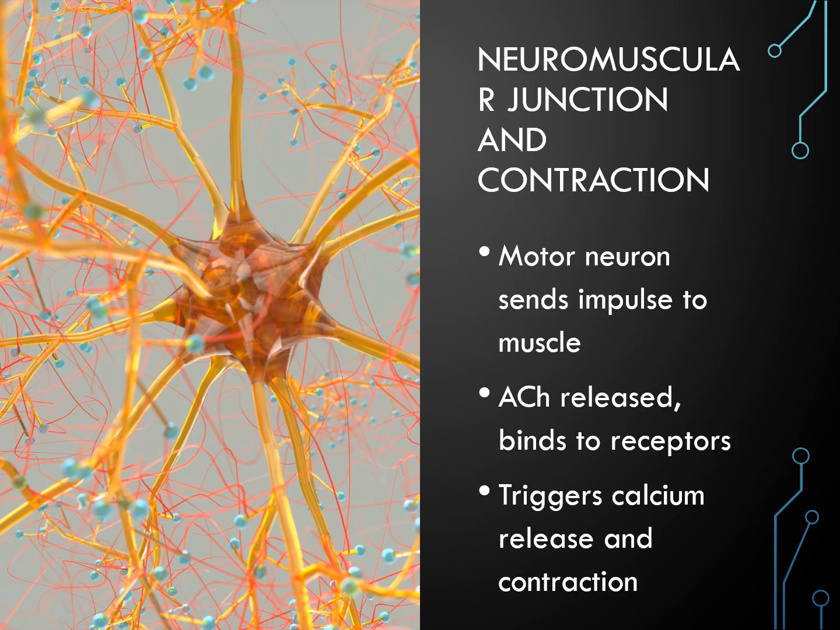This binding triggers an electrical signal, or action potential, which travels along the sarcolemma and deep into the fiber through the T-tubules. The sarcoplasmic reticulum then responds by releasing calcium ions into the sarcoplasm. Calcium binds to troponin, a regulatory protein on the actin filament, causing tropomyosin to shift and expose the binding sites on actin. Myosin heads attach to these exposed sites, pulling on the actin filaments, and contraction begins.